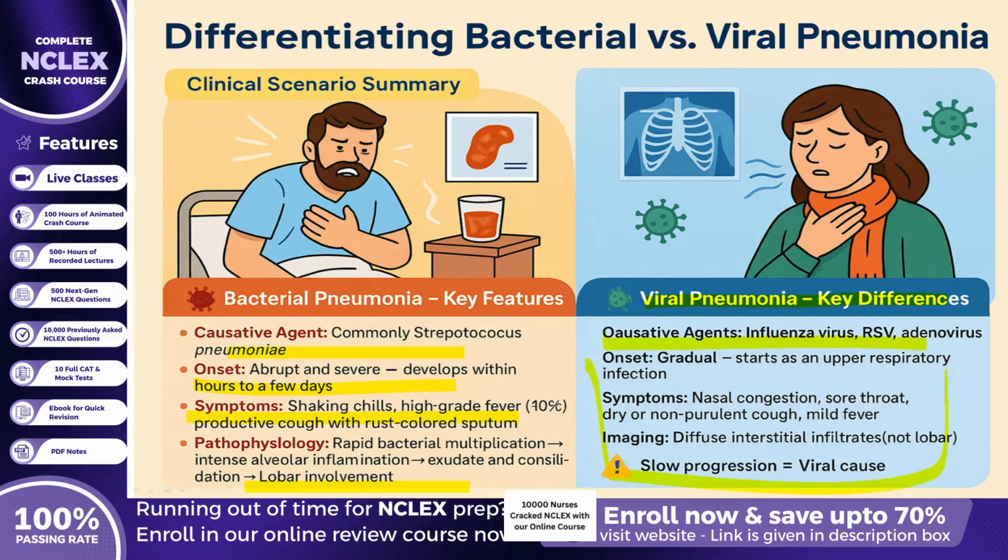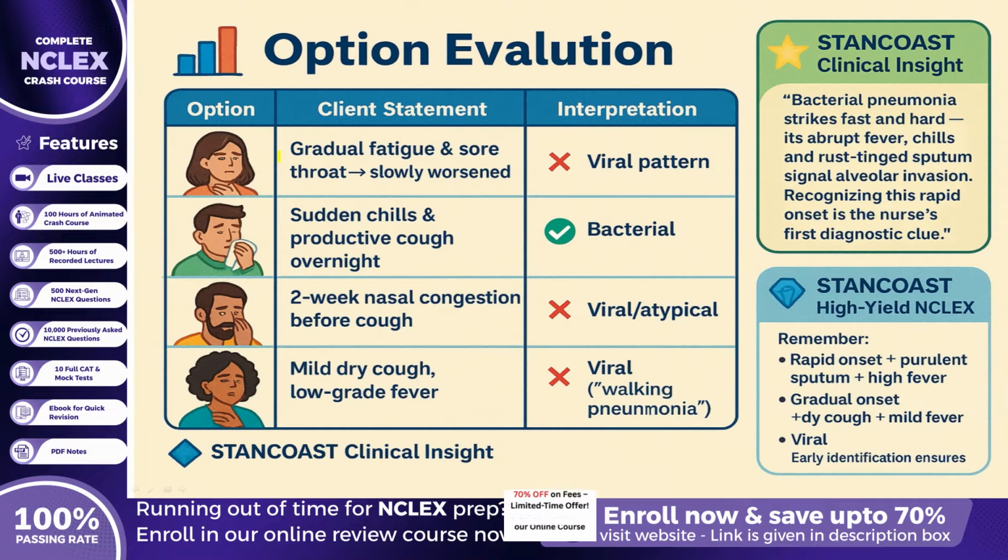Now, let us evaluate each option carefully. Option A is incorrect because its gradual onset with fatigue and sore throat over several days reflects viral pneumonia. Option B is correct, as its sudden presentation with chills, high fever, and productive cough indicates bacterial infection. Option C is incorrect, as 2 weeks of upper respiratory symptoms progressing to cough aligns more with viral or atypical mycoplasma pneumonia. Option D is also incorrect, as a mild dry cough and low-grade fever lasting many days correspond to a viral pattern or walking pneumonia.